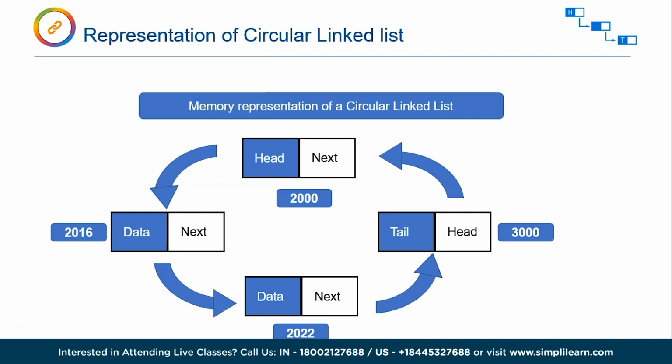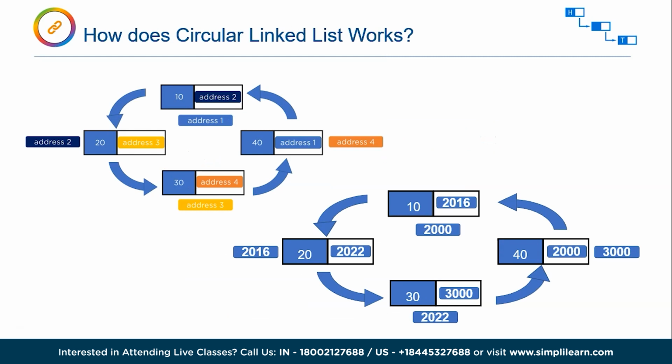Now the last node's next pointer points to null in the singly linked list. But when we compare a circular linked list with a singly linked list, we don't find a null value here. This means in a circular linked list, the last node's next pointer holds the address of the first node. In other words, the tail node's address is pointing towards the head node of the linked list. So every node in a linked list is connected with the other through a pointer that points to the address of the next node. Let us understand this with an example.